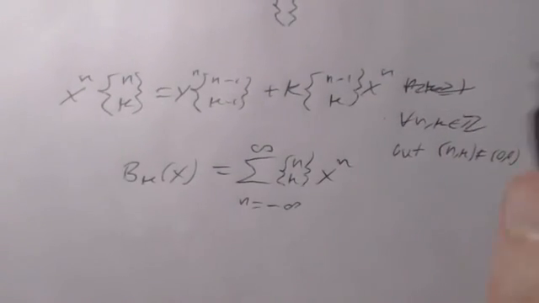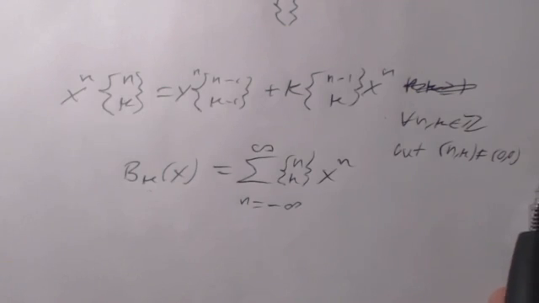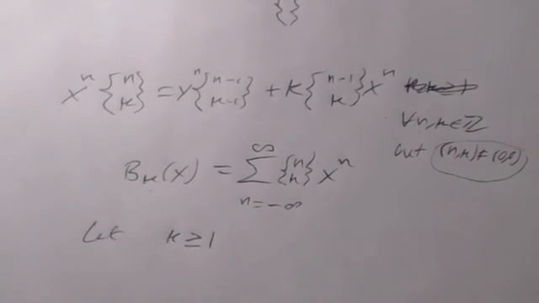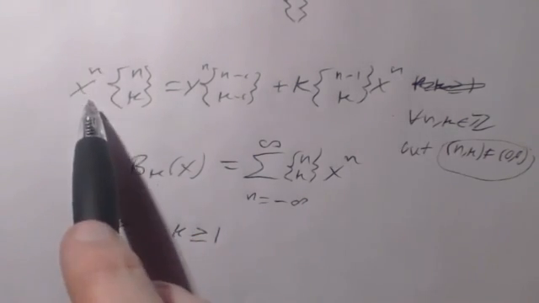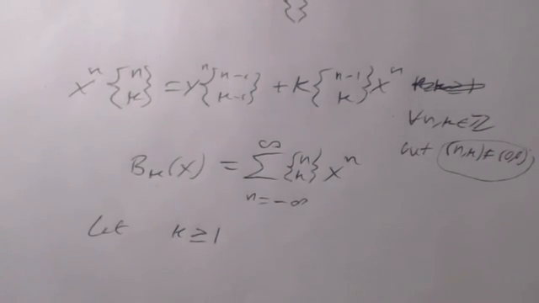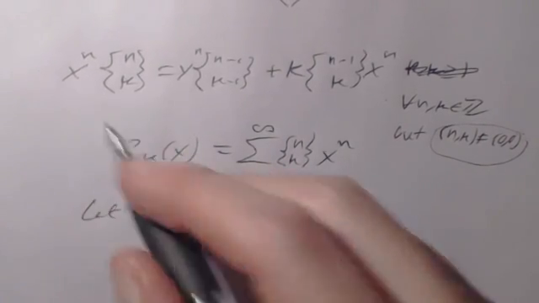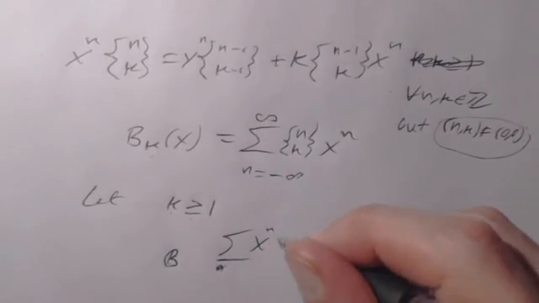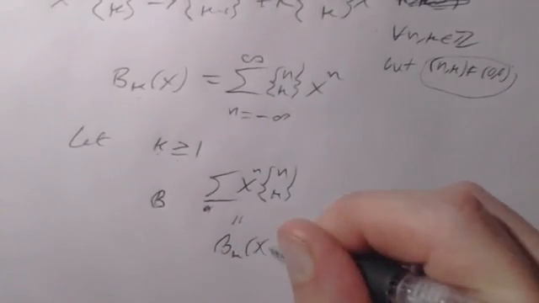So we didn't use that case. But provided that we take k to be greater than or equal to 1, we're never going to come up with this. So let k be greater than or equal to 1. Then we can just sum this over all of the integers n, and it works exactly the way it did in the book, and there are no problems because k is always greater than or equal to 1. What we would get on the left is the sum over all n of x to the n times the Stirling number n k, and this is just b_k(x).